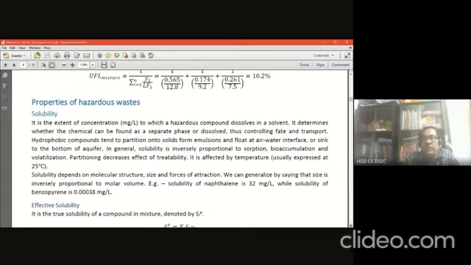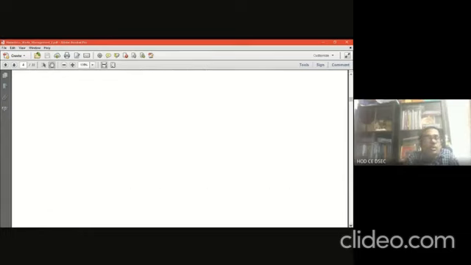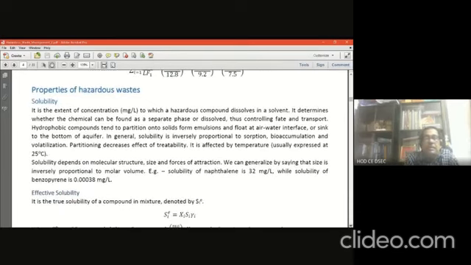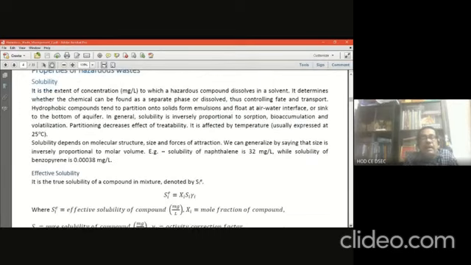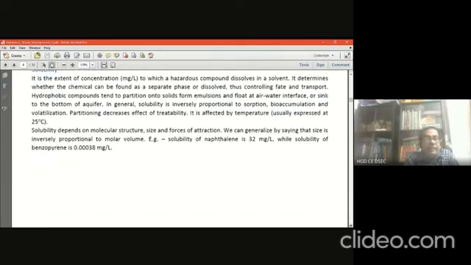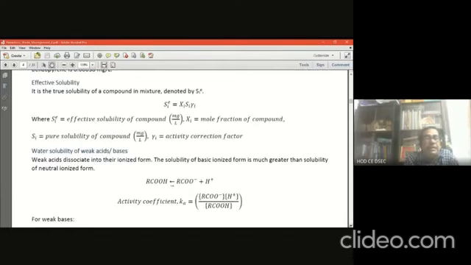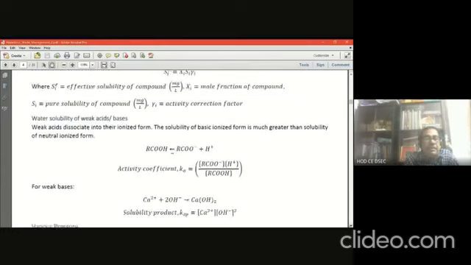Now, effective solubility. It is the true solubility, which is defined as the effective solubility of a compound in a mixture, denoted by S_i,effective. In the mathematical part, I am just skipping the formulation part.